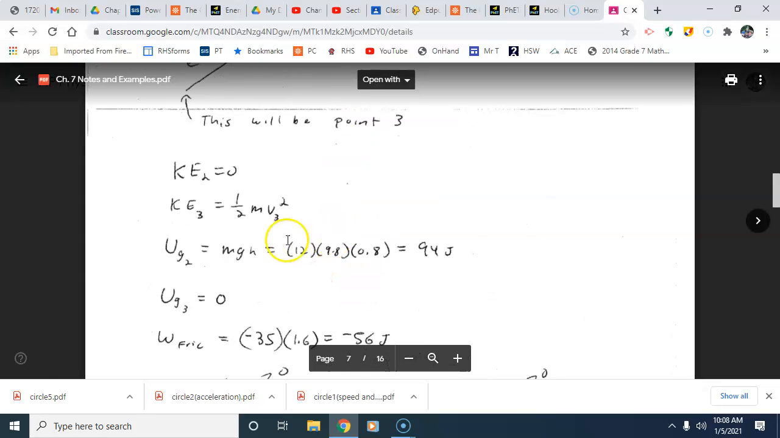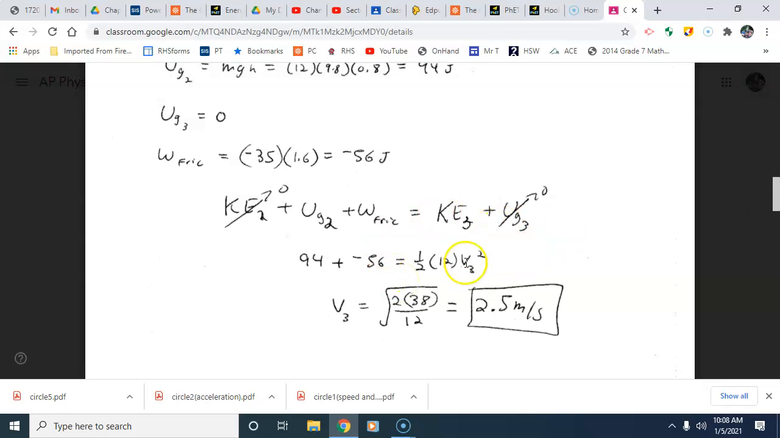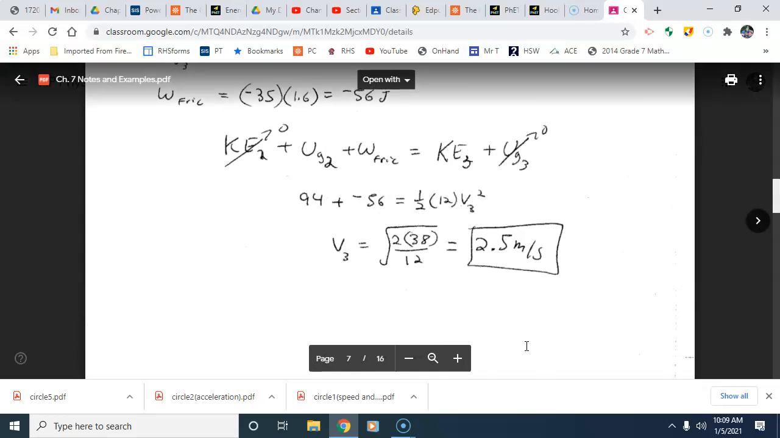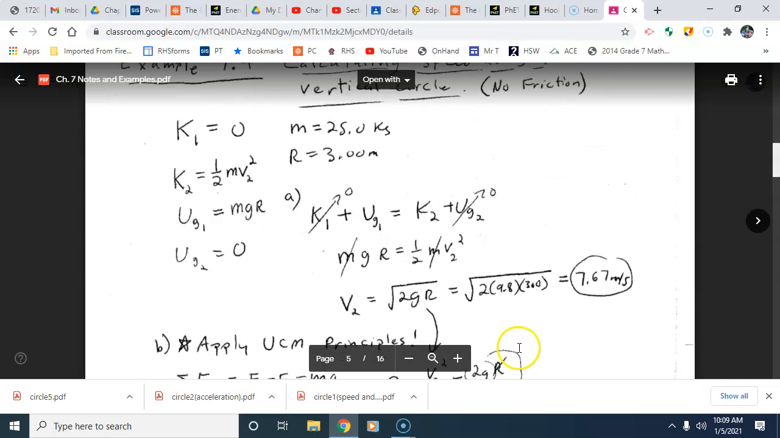Up here I solved for the UG2 and KE. And the KE3 breaks down to 1/2 mv3 squared. V3 is what we want to find. When we solve it, rearrange, isolate, plug in the numbers, 2.5 meters per second, which should make sense. That doesn't guarantee we're right, but it makes sense, right? That's less than 5 meters per second because of friction. Any questions on that? All right, so those are some pretty good examples, I think. If you understand them, you should be all right with most of the problems here. Not all of them.